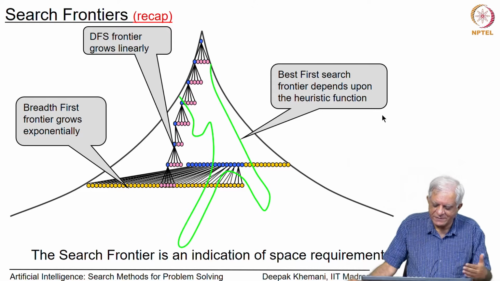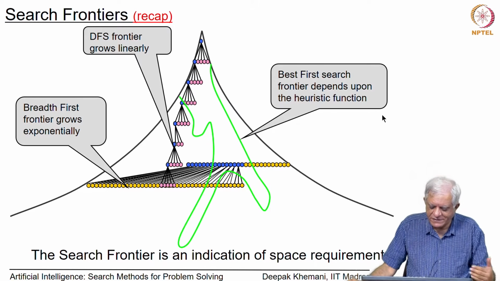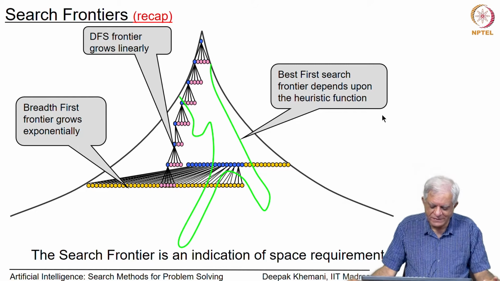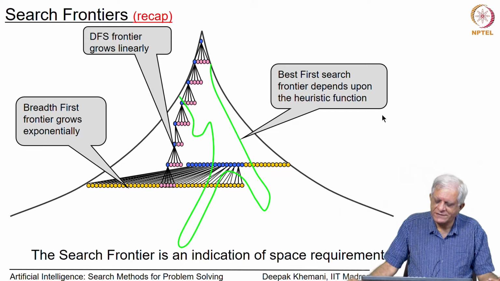Empirically, this is a graph that we saw when we were looking at best first search. We said that the open list for best first search also tends to be exponential in nature, even though it may not be as bad as that of breadth first search. Breadth first is definitely exponential, depth first was linear, and best first we said by and large tended to be exponential, but we also made the observation that its performance depends upon how good the heuristic function is.